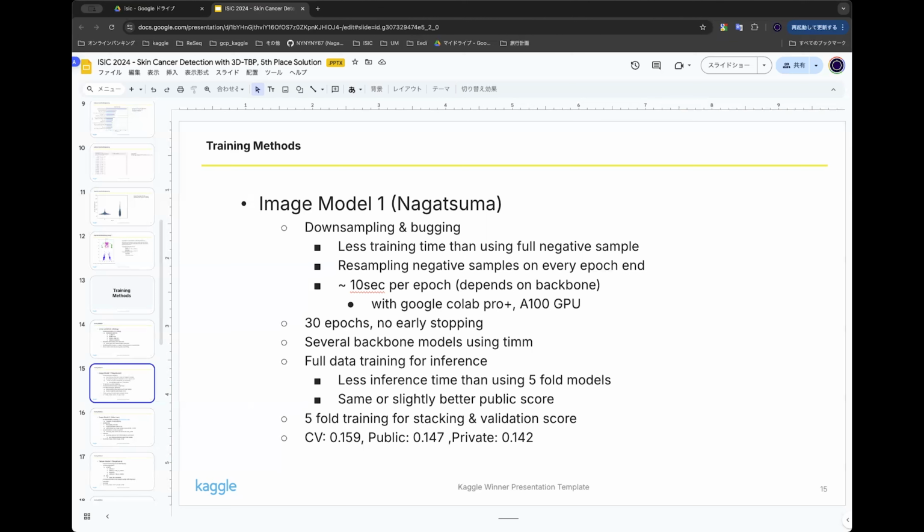The efficiency of the model increased the number of potential ensemble patterns. I also conducted five-fold training mainly for stacking purposes and for calculating validation scores.